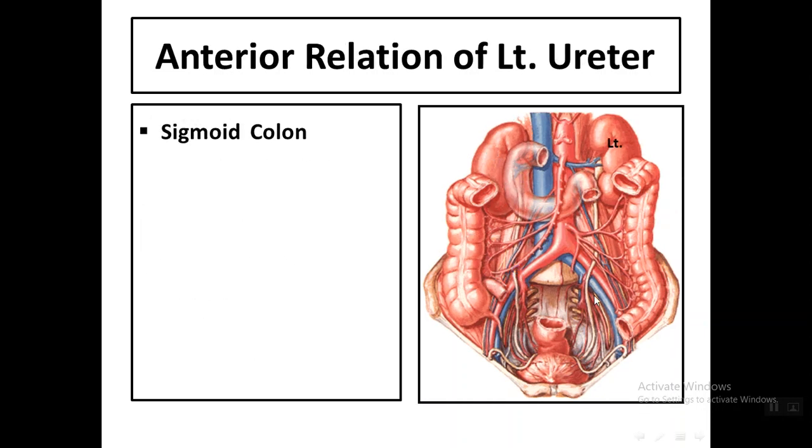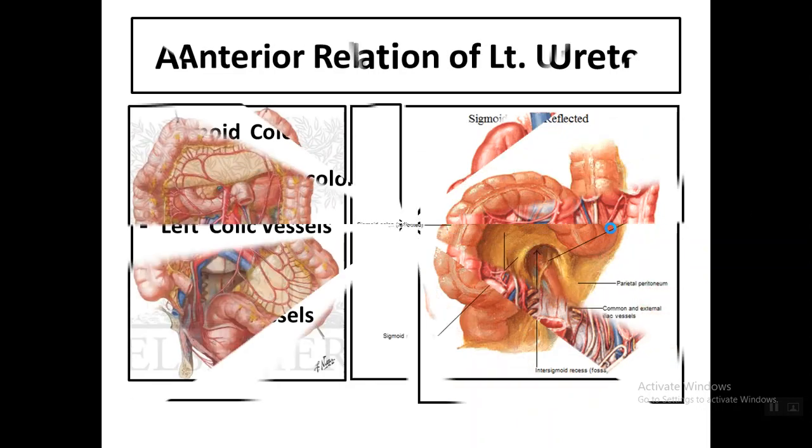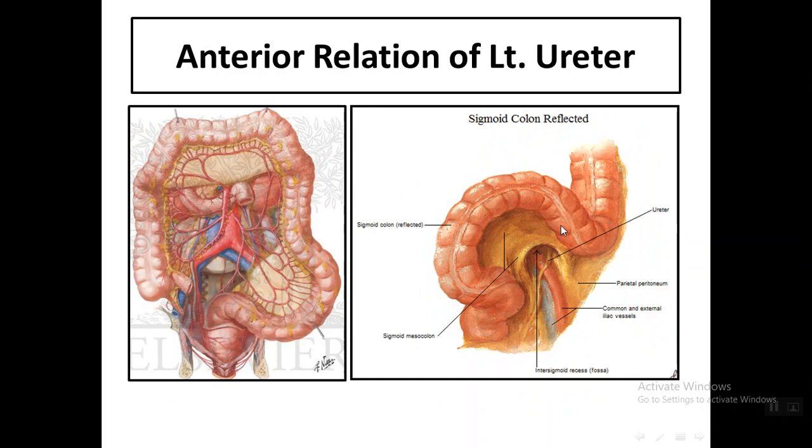The left ureter is related to the sigmoid colon. It is crossed by the sigmoid colon, sigmoid mesocolon, left colic vessels, and the left testicular or ovarian vessels will also cross anterior to the left ureter. In this figure we can see the sigmoid colon and sigmoid mesocolon crossing in front of the ureter, and the left colic vessels also crossing in front of the left ureter.